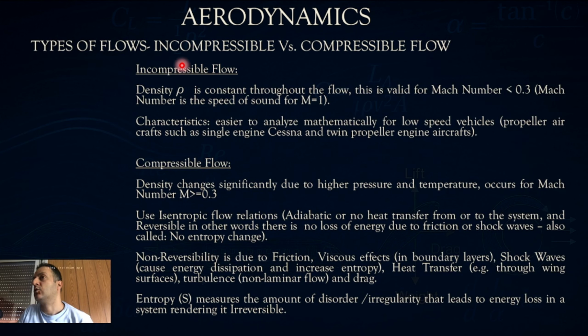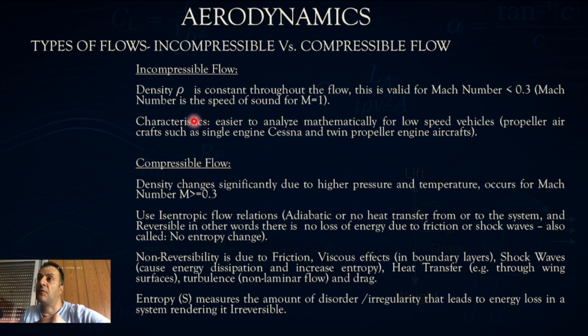All right, let's start with the types of flows, incompressible versus compressible flow. At first, for incompressible flow, the density rho is constant, which is the mass of the air per unit volume. It is constant throughout the flow. This is valid for Mach number M. By the way, Mach number M equal 1 is the speed of sound. So for whatever velocity value that is less, not of the speed of sound, but less than 0.3, for M less than 0.3, you have the density constant, constant pressure, constant temperature.